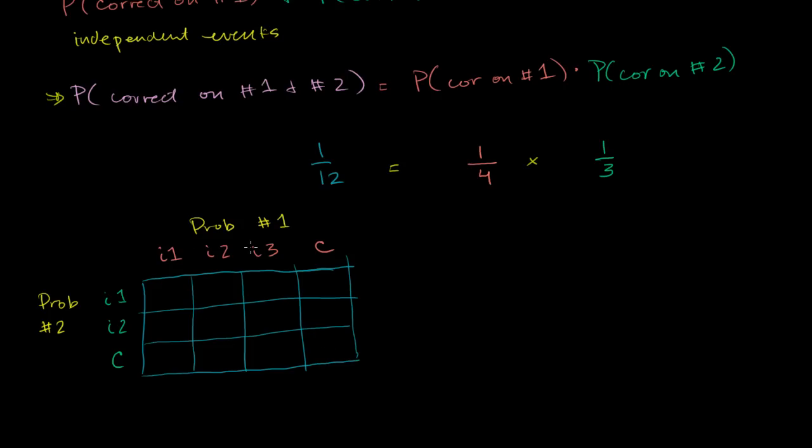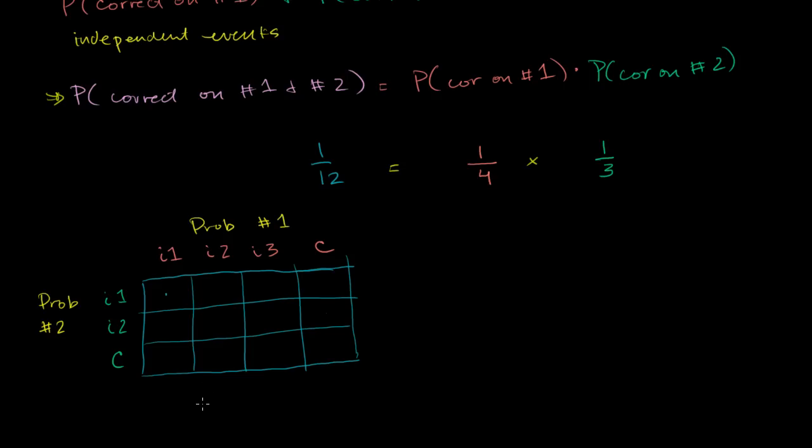You're just guessing. You're randomly choosing one of these 4. You're randomly choosing one of these 3. So you might get an incorrect choice in problem number 1 and then an incorrect choice in problem number 2. That would be that cell right there. Maybe you get problem number 1 correct, but you get incorrect choice number 2 in problem number 2. So these would represent all of the possible outcomes when you guess on each problem.